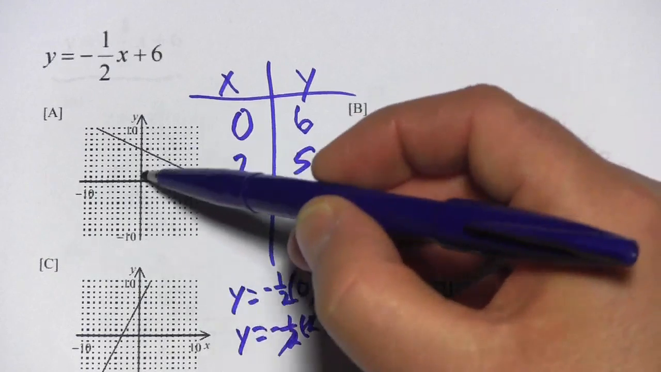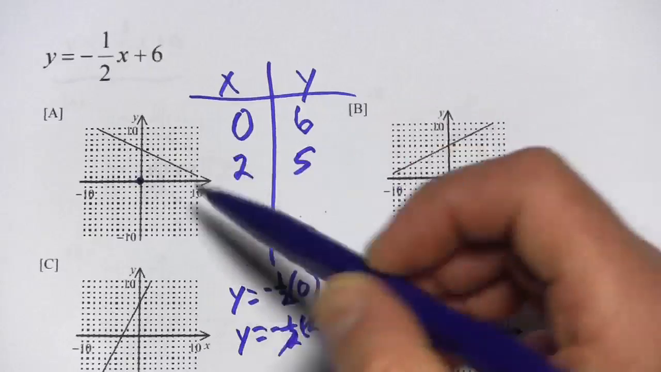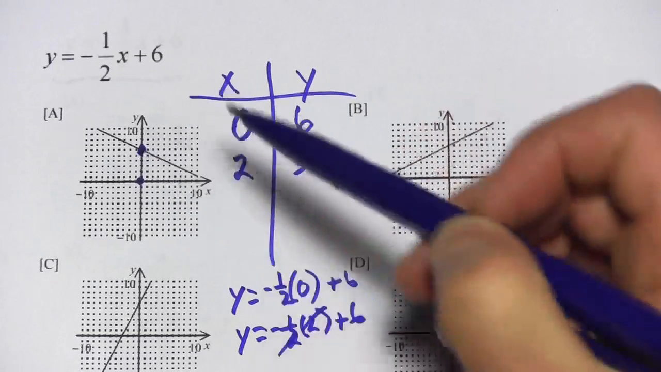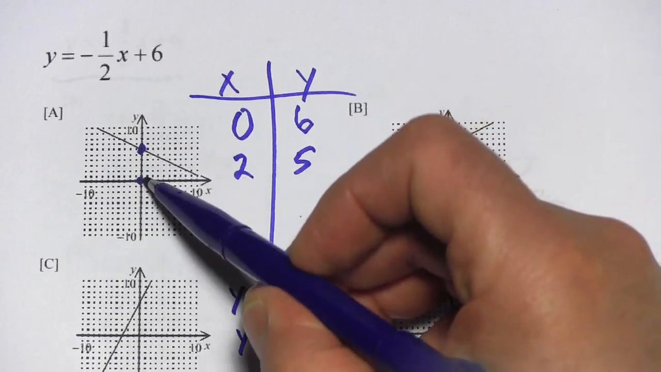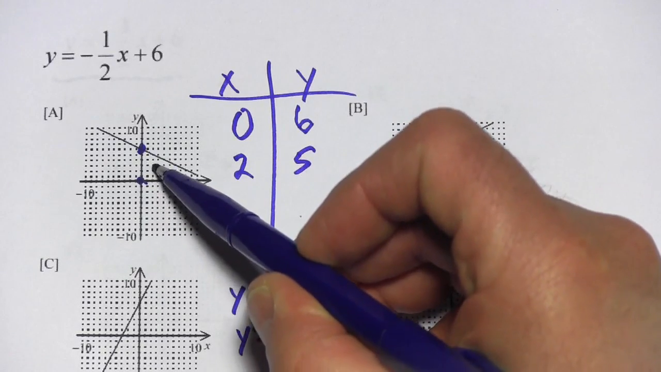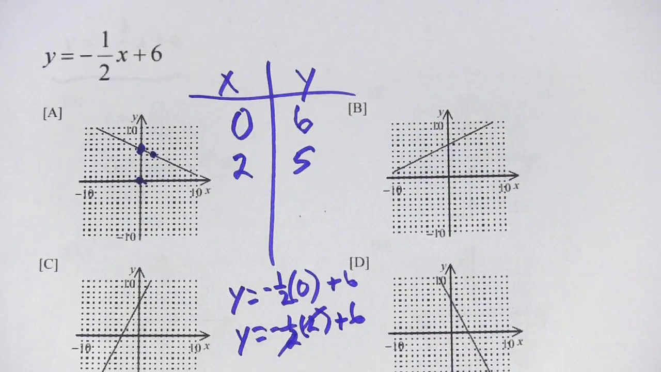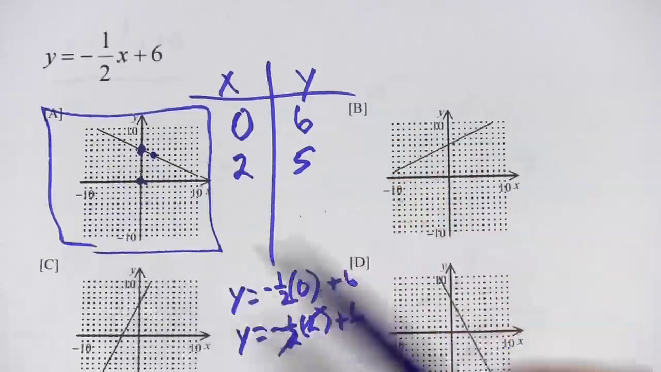Well, (0, 6), let's just try on this first example. So 0 on x is right there. 6 on y would be right there. So it looks like (0, 6) is on this graph. 2 on the x would be here, and then 1, 2, 3, 4, 5. Aha, looks like it is the first one. I got lucky there. So (2, 5) is on that graph. This must be our line.